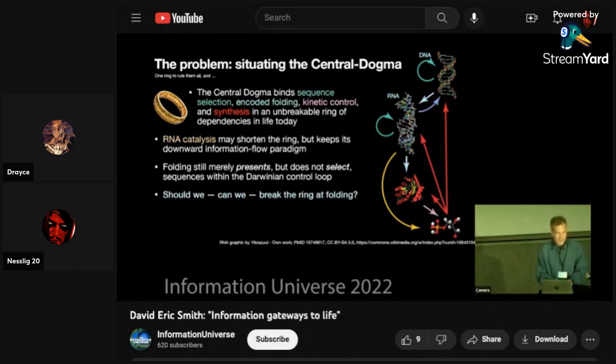The discovery of RNA catalysis may allow us to shorten the loop, but it does not tell us whether it should be broken. So the next question: should we, and if so, can we, break this ring at folding?